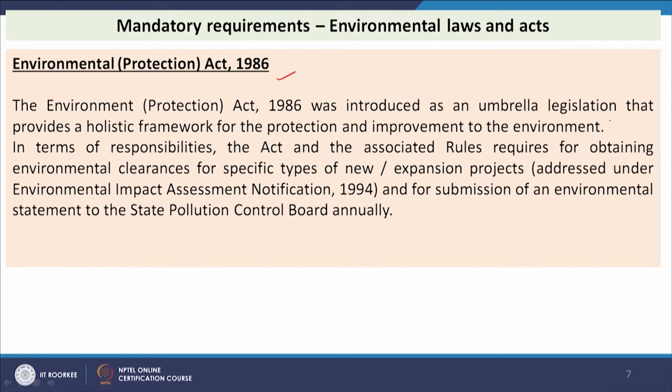In terms of responsibilities, the Act and the associated rules require obtaining environmental clearances for specific types of new or expansion projects addressed under the Environmental Impact Assessment Notification 1994, and submission of an environmental statement to the State Pollution Control Board annually. Recently, the government has notified that any sugar industry or distillery industry can increase their capacity without affecting the environment by change of feedstock or improvement in the design of units, etcetera. So, there are some provisions which are all under this Act. Whenever some new initiative is coming or a capacity increment is required, then certainly care should be taken that the environment is not being affected.